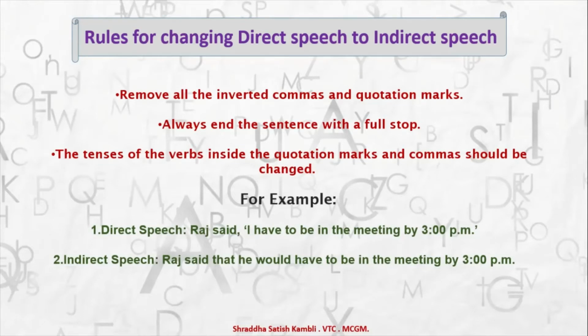So see, in the indirect speech sentence, you are doing away with the quotation marks, and you're doing away with the comma also. And you're saying, Raj said that. Now look at the "I". The "I" has become "he". "Have to be in the meeting" has become "would have to be in the meeting by 3 p.m." So this is how the sentence undergoes a transformation.